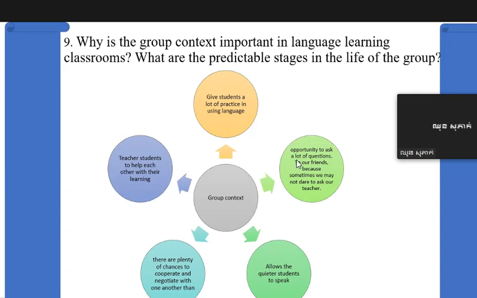And second, an opportunity to ask a lot of questions to our friends, because sometimes we may not dare to ask our teacher. And the third point is it allows the quieter students to speak. It means that sometimes the students don't dare to speak.